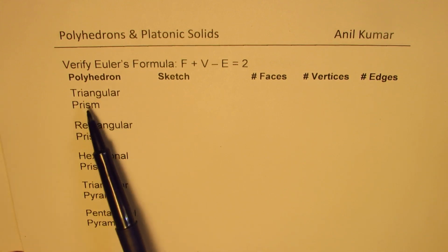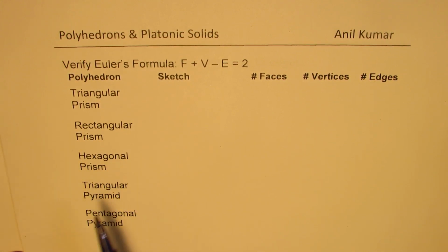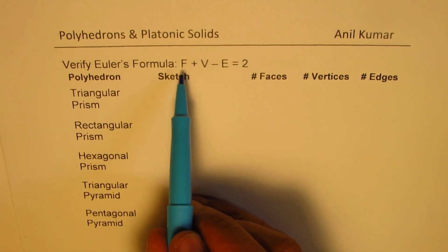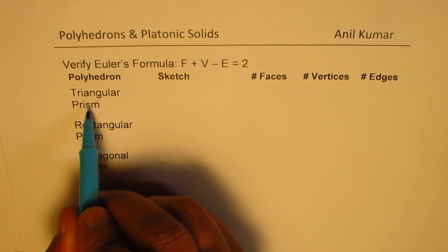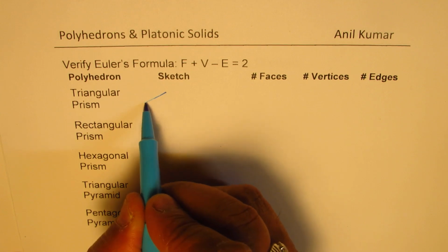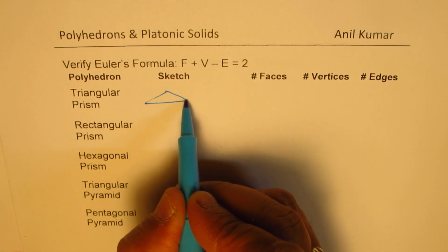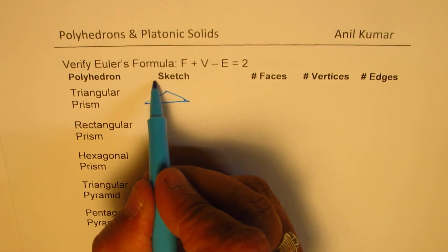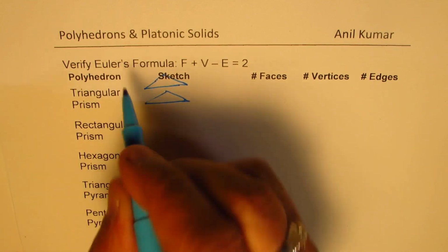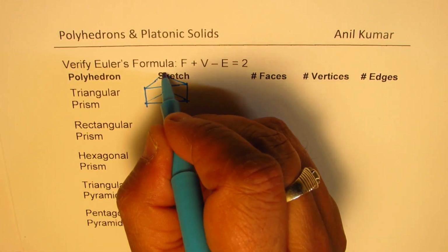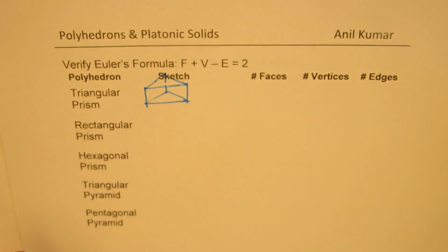So we'll talk about triangular prism, rectangular prism, hexagonal prism, and then triangular pyramid and pentagonal pyramid. Let us sketch these and then we'll count how many faces, vertices, and edges they have. Triangular prism means we have a triangle here, let's say, and prism means exactly a similar triangle on the top also. And then you just join these edges. So the shape which you are seeing is called a triangular prism.